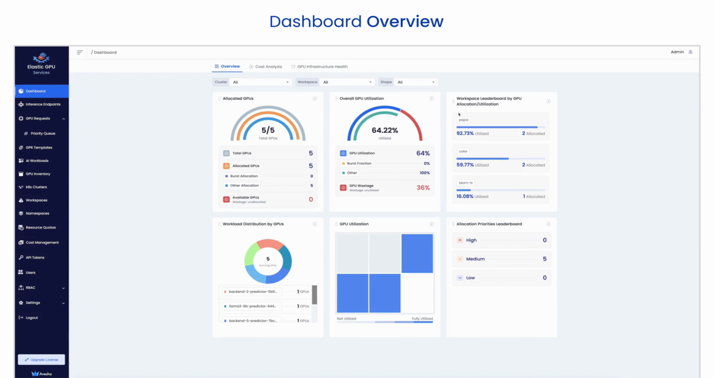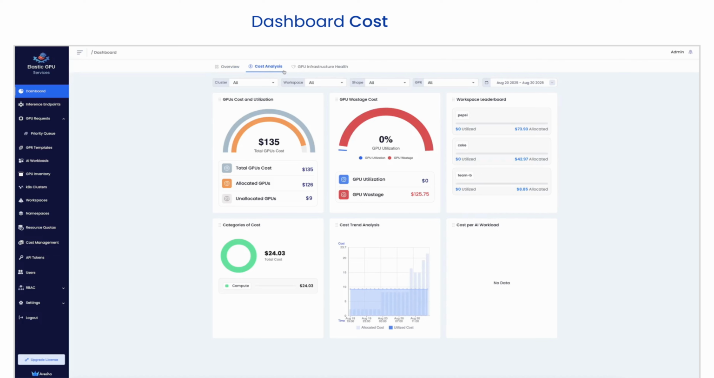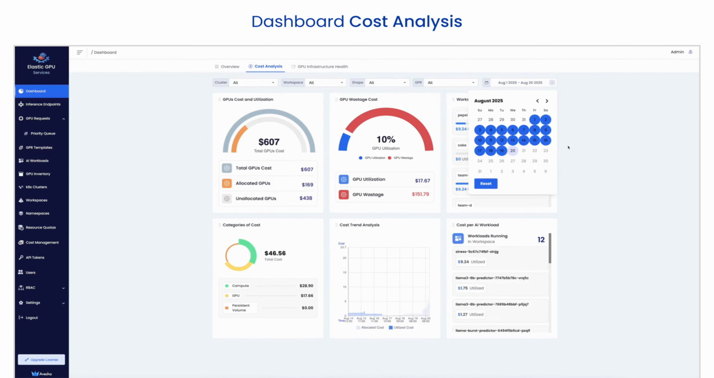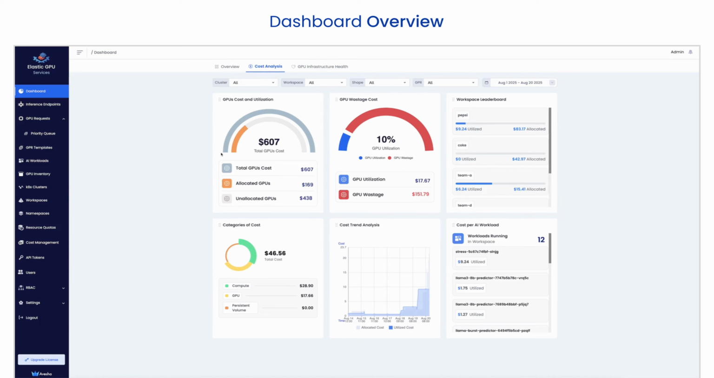Now, not only can we look at the actual workload allocation and utilization, we can look at the cost that's associated with all of these workloads. So if I look at the month to date, I can see that we've spent about $607 on GPUs so far this month. Of that, about $169 was actually allocated, meaning that I wasted about $438 worth of GPUs because I hadn't allocated those to jobs. This is a big signal for CIO leaders to get a handle on their current GPU spend and how much of it is being put to good use.